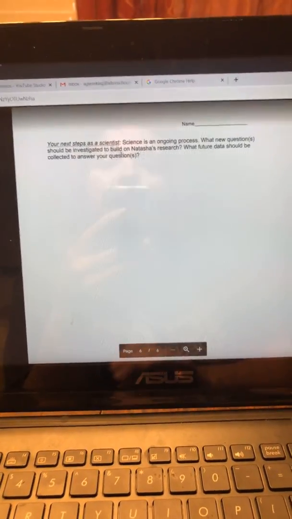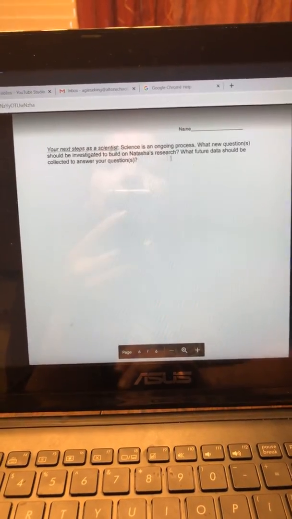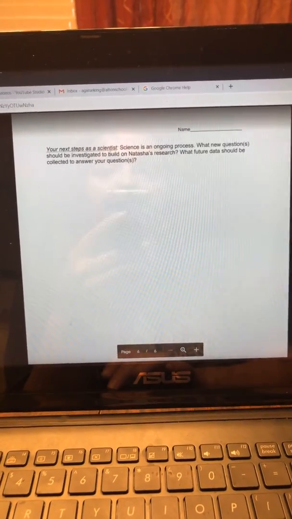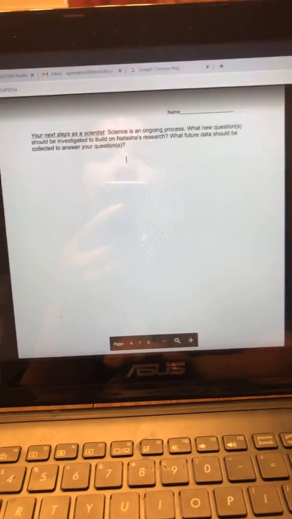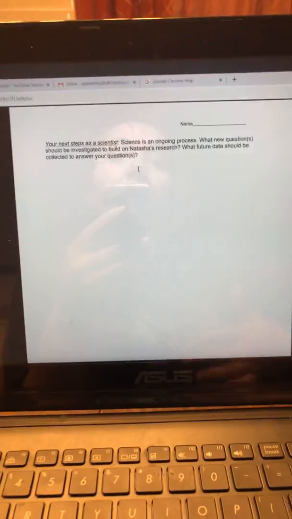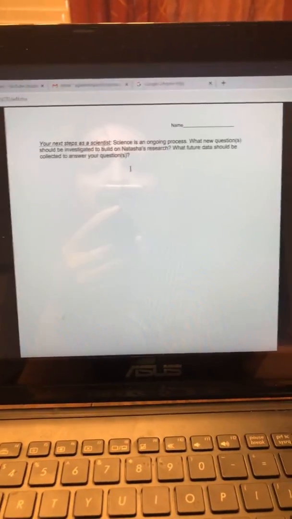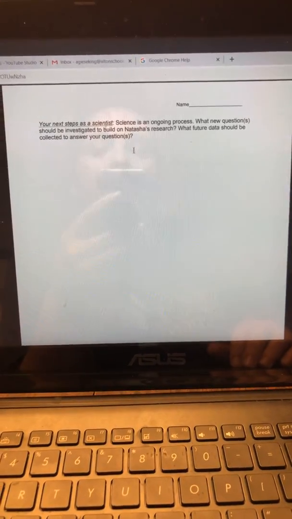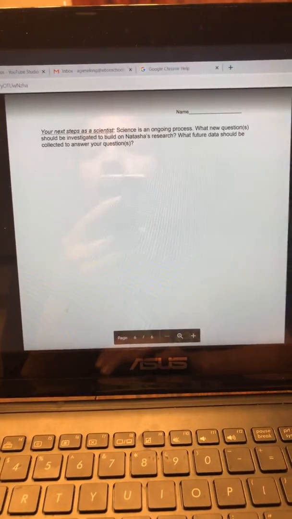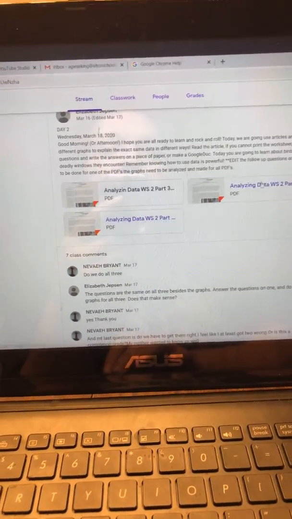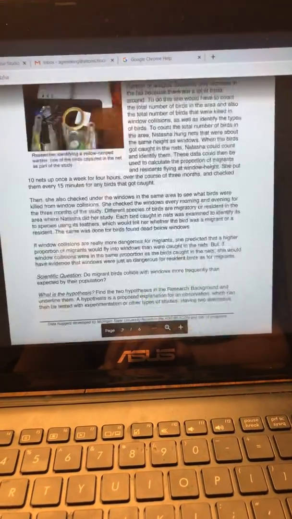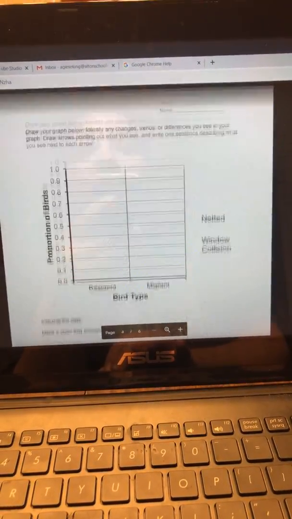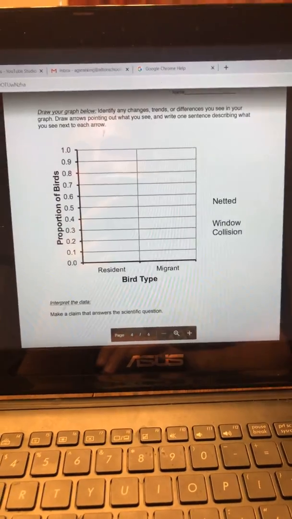What new questions should be investigated to build on this research? What future data should be collected to answer your questions? So what could she do now? How could she take this further? Okay. And that's it. If you look at part 2, same questions, and then you have to graph.